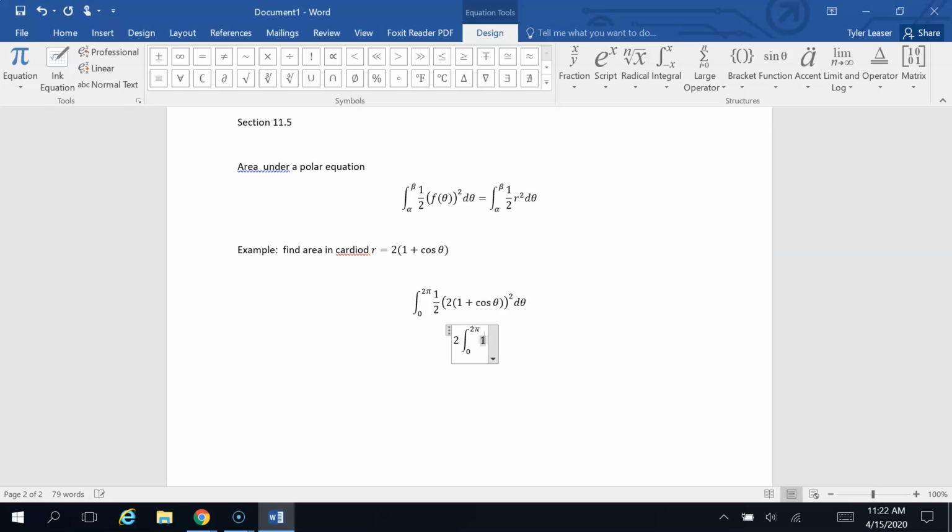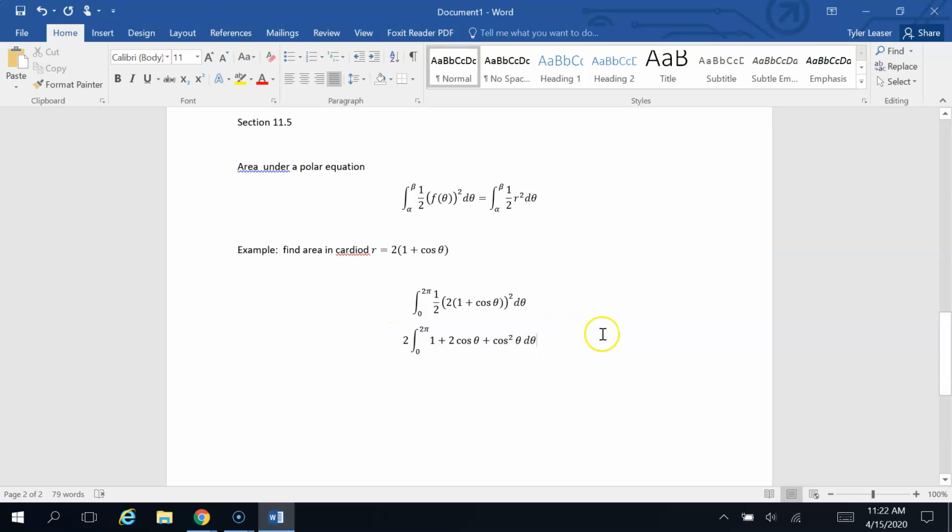And then multiplying that out, we're going to get 1 times 1 plus 2 cosine theta, and then that's going to be plus cosine squared of theta. And then still d theta at the right end. Okay, and then we just do each of these separately. Think about this as 3 separate integrals. 1, we can obviously anti-differentiate. 2 cosine theta is pretty easy to anti-differentiate as well. This one, we're going to have to use one of our tricks going back to chapter 8.